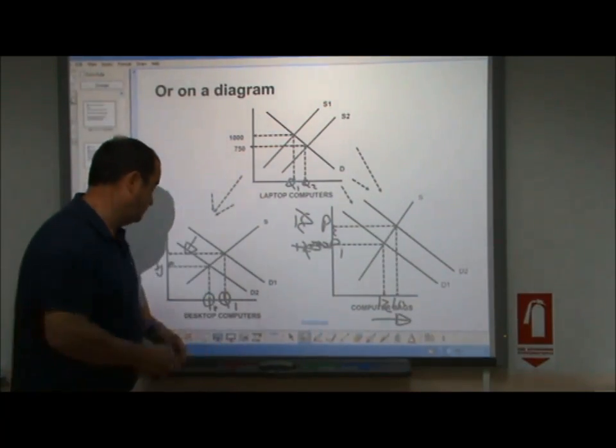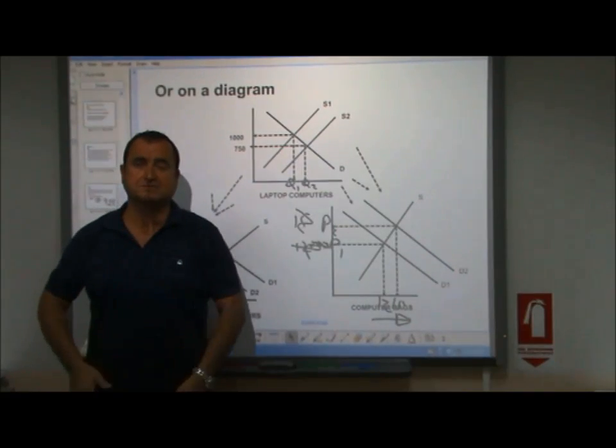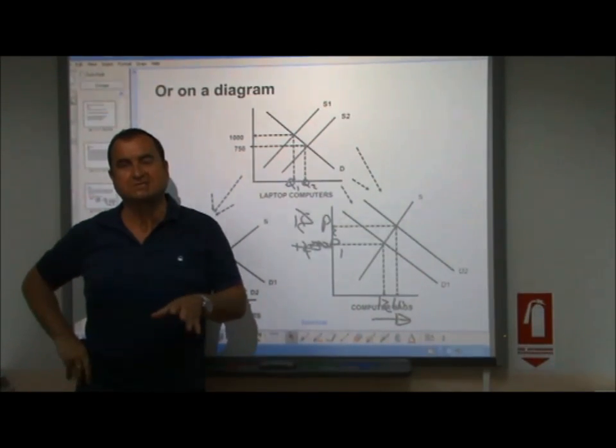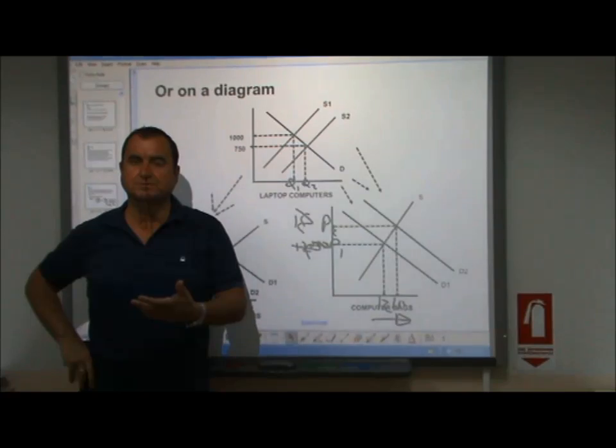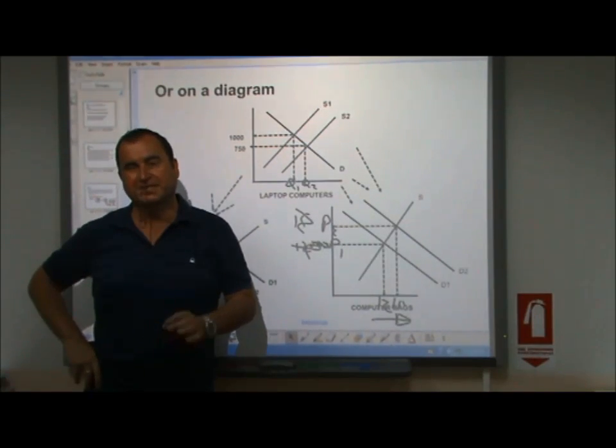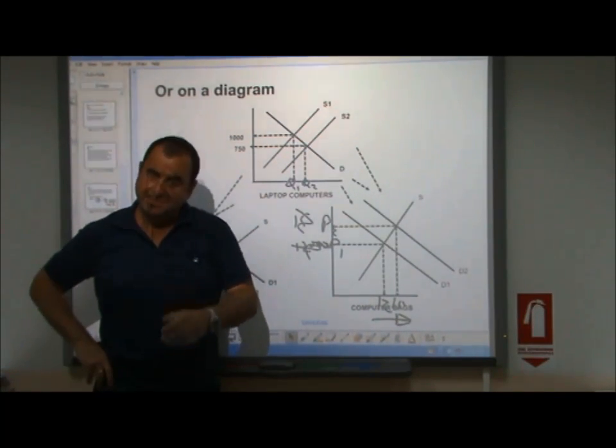Okay, so I hope that shows you about cross elasticity of demand. Remember, positive cross elasticity of demand must mean the goods are substitutes, negative means complements. That's the key point.